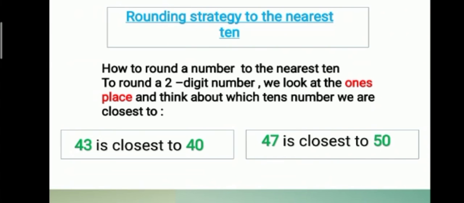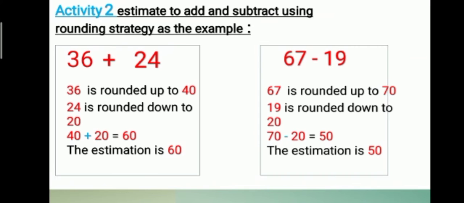Okay, here we have the rounding strategy to the nearest 10. How to round a number to the nearest 10? To round a two-digit number, we look at the ones place and think about which tens number we are closest to. So like here, 43 is closest to what? To 50 or 40? It's closest to 40. Here, 47 is closest to 50 or 40? We are nearly at 50, so we are going to write 50.